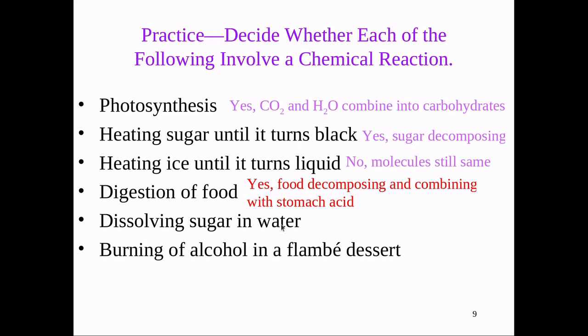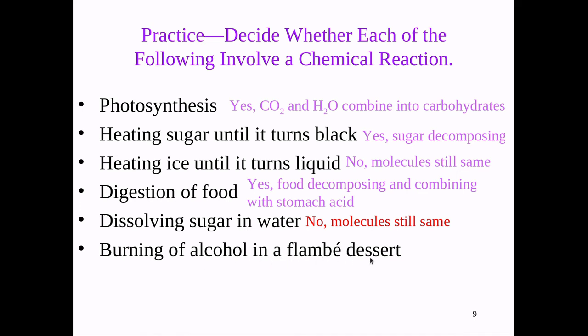Dissolving sugar in water, is that a chemical change? It's not. You still just have sugar inside of water at that point, and you could even reclaim it. If you allowed the water to evaporate away, you would be left with the same kind of solid sugar you initially had. So this dissolving is not a chemical change.